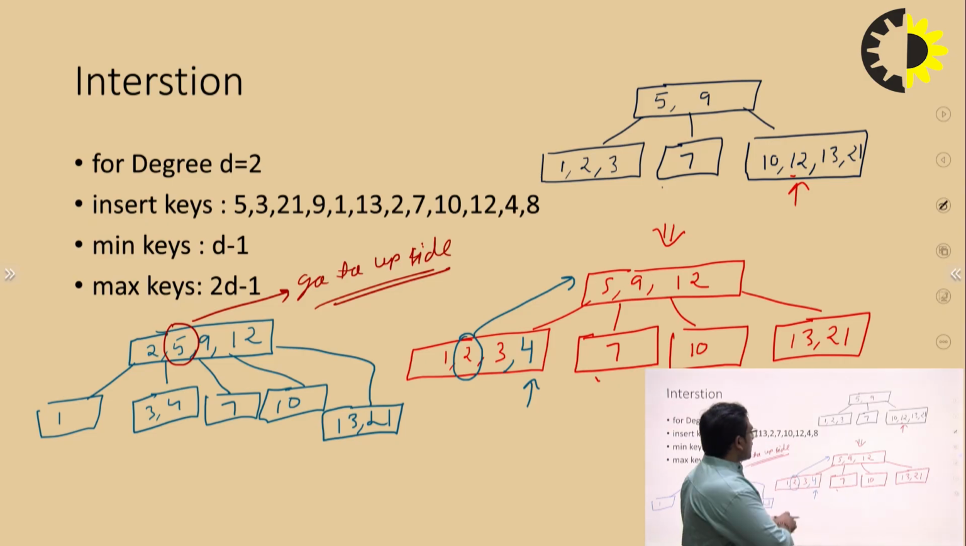Now after 12 you have to insert 4. 4 is inserted here. When 4 is inserted, this node has more than the maximum number of elements. So 2 goes to the upside.